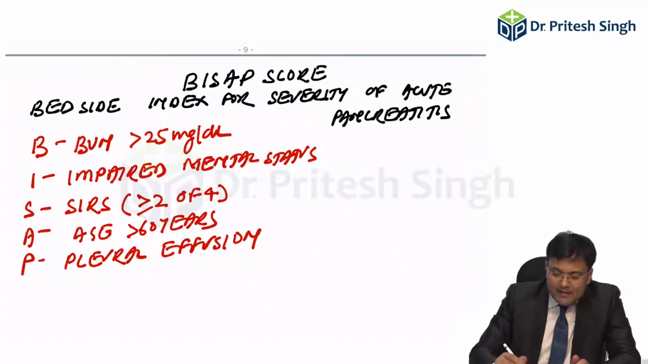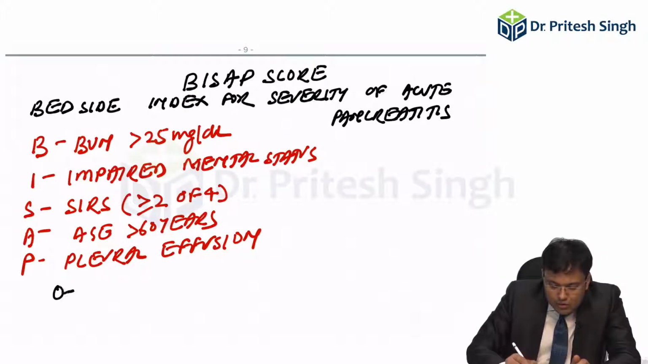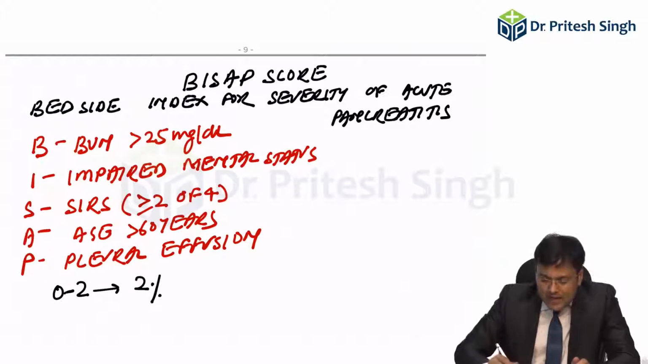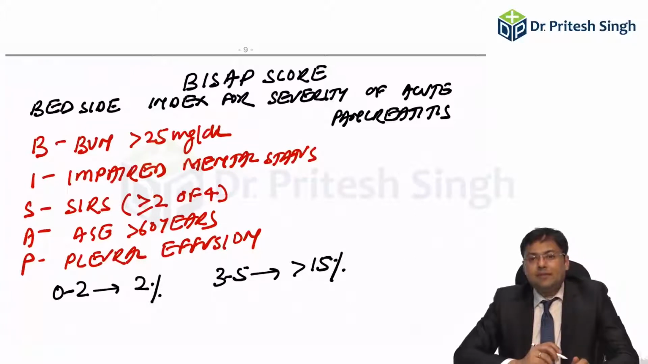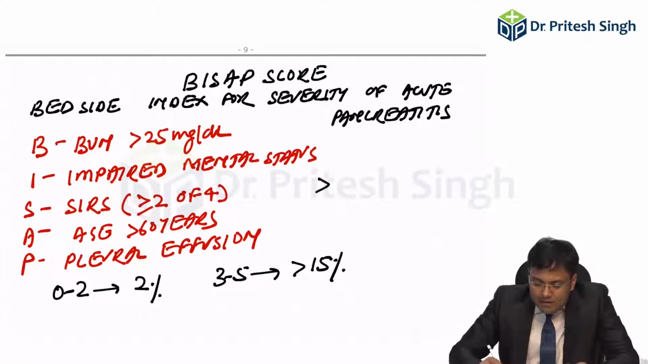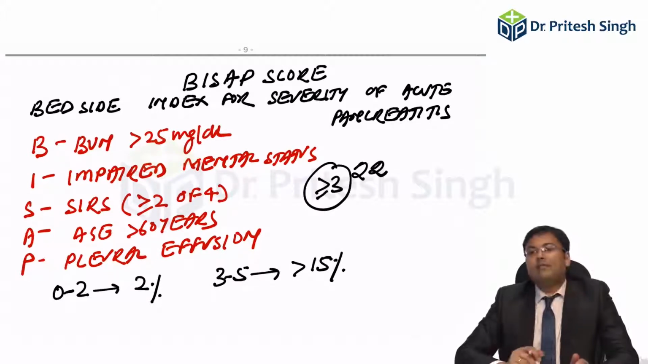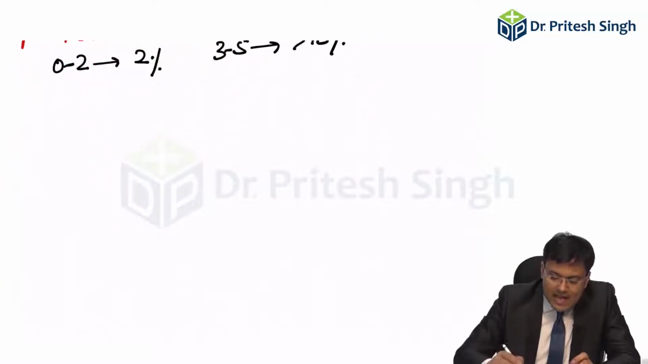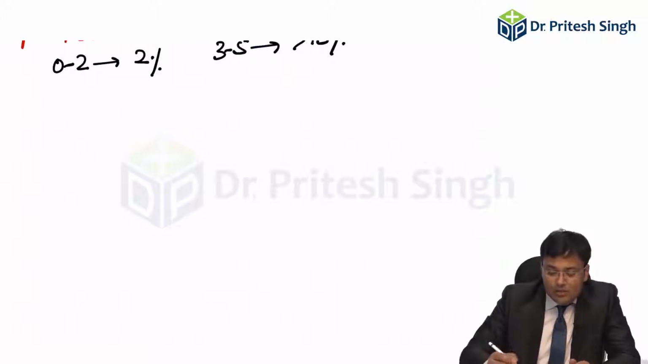Out of these 5, if 0 to 2 are present, the mortality is 2%. And if 3 to 5 parameters are present, mortality is more than 15%. That's why if the score is more than or equal to 3, it is suggestive of severe acute pancreatitis. After that, there is another very important score, Apache 2.